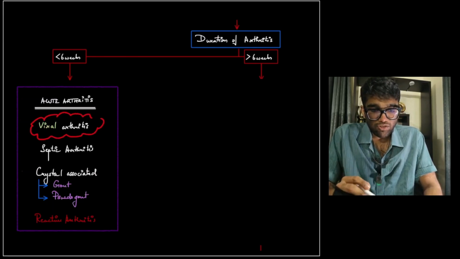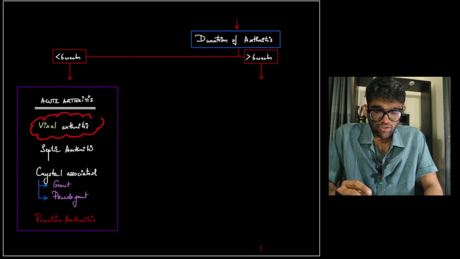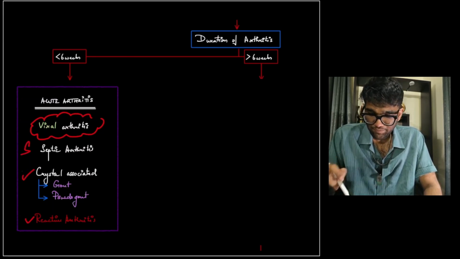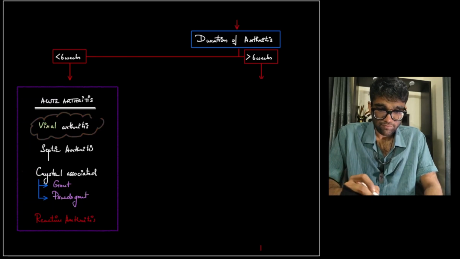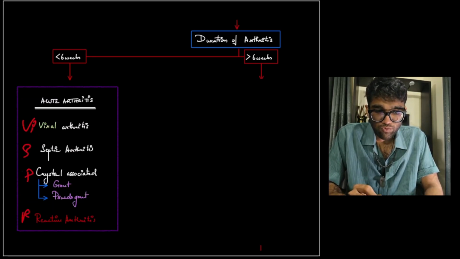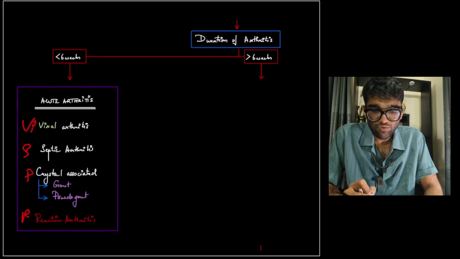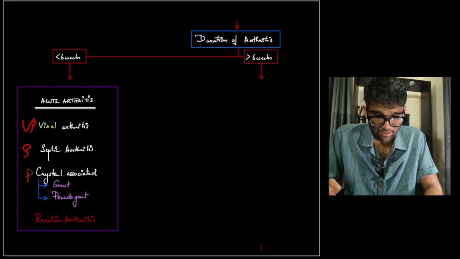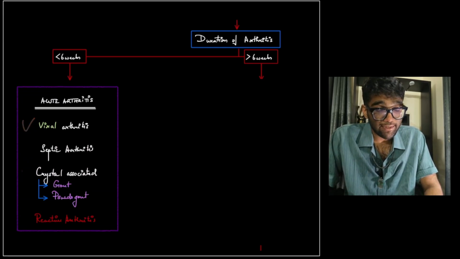Other possibilities that you must consider are septic arthritis, crystal associated arthritis, and reactive arthritis. What I do is I use a mnemonic for this, that is whisper. Okay, so whisper. Okay, so VI stands for viral arthritis, S stands for septic arthritis, P stands for pseudogout, and naturally also gout, and R stands for reactive arthritis. Okay, so you whisper these when you're considering acute arthritis.